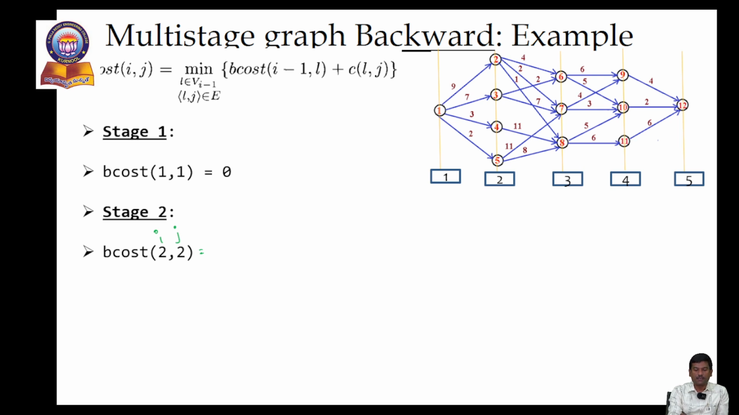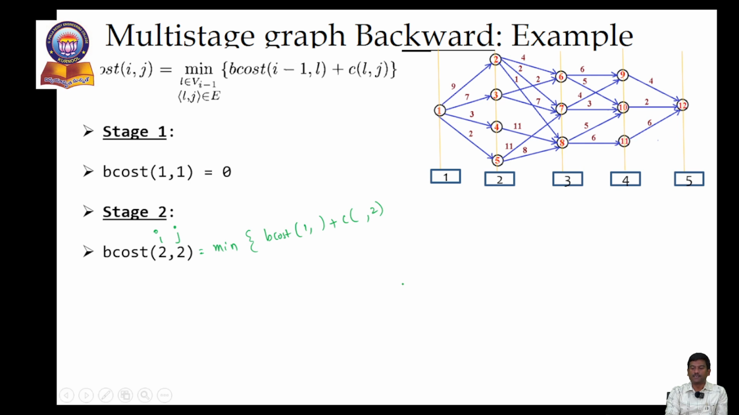If you consider the formula, that is the minimum of bcost of i minus 1. What is i? That is 2. 2 minus 1 will be equal to 1, comma l. We are not aware, as of now, of what l is. Go for the next one, c of l. L is not known, whereas j is known, that is 2.